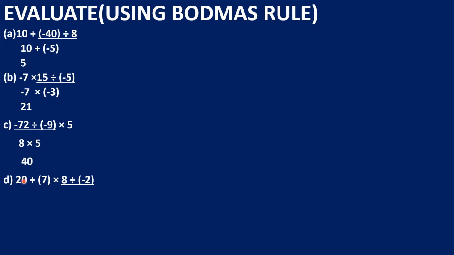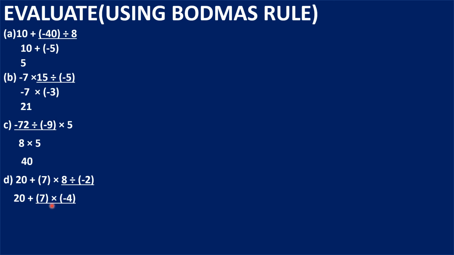Next, 20 plus 7 into 8 divided by minus 2. So according to BODMAS rule, first I will do the division. Whatever I am doing, I am underlining it over here. So 8 divided by minus 2 will be minus 4. So 20 plus 7 into minus 4.